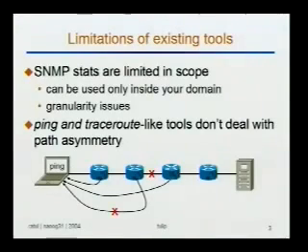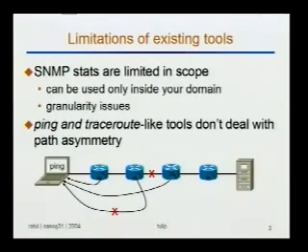So a very brief slide on what the limitations of existing tools are. The first is, if you are an operator and not an end user like me, you might think of using SNMP stats to figure out where the problem is. The problem with SNMP stats is that you have access to only your router, so you can collect them only inside your domain. And if the problem is elsewhere, SNMP is not going to help you figure out where the problem is.